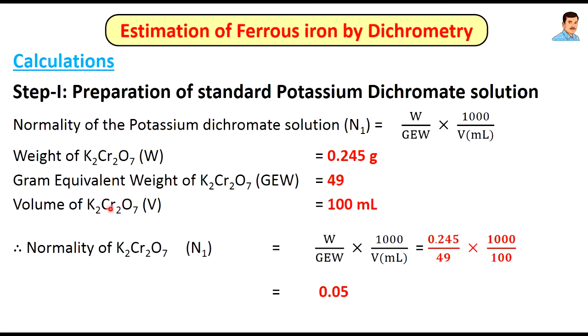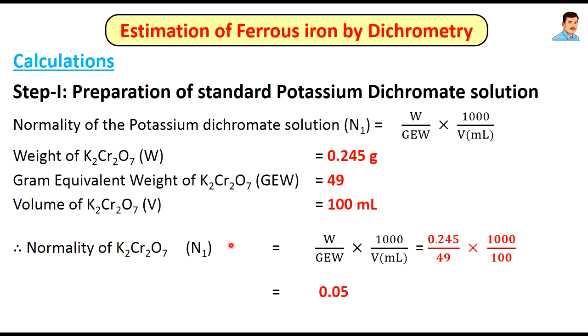Then volume of potassium dichromate solution: we have prepared 100 ml of the potassium dichromate solution. So the volume of potassium dichromate solution is taken as 100 ml. If we prepare 500 ml, then we can take the volume as 500 ml.